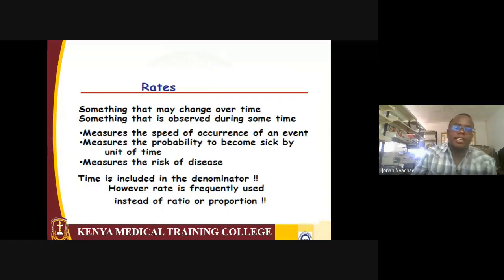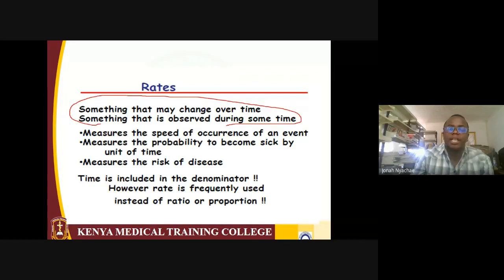So rates, let's say something that may change over time or something that is observed for some time. They are called rates. Rates measure the speed of occurrence of an event and the probability of becoming sick per unit of time. It can also measure the risk of disease. So time is included in the denominator. You have to note that. However, rate is frequently used instead of ratio or proportion.